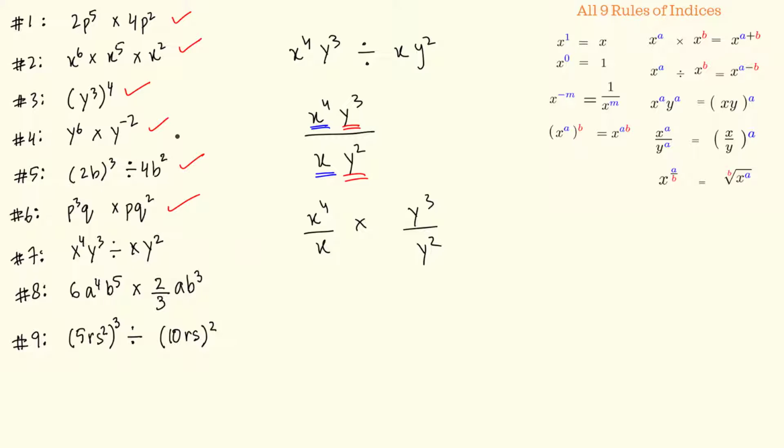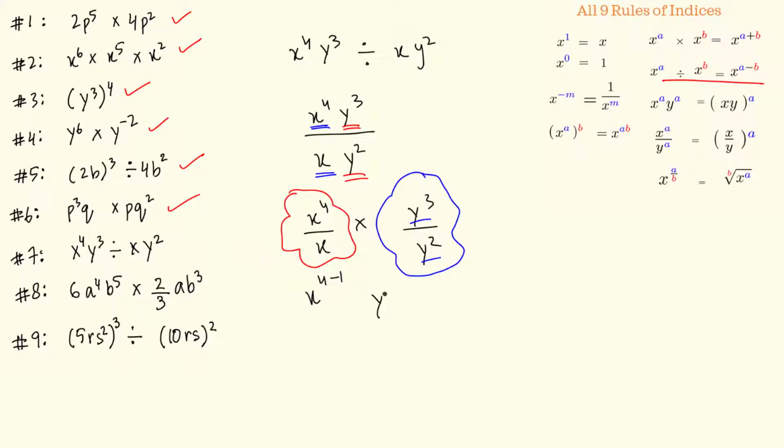To simplify this fraction over here, I'm going to use this rule of indices. The bases are same. The numerator has the base of x and the denominator also has the base of x. So I'm going to subtract the powers. This becomes x to the 4 minus 1, and the second fraction over here also has the same base in the numerator and in the denominator. So this becomes y to the 3 minus 2. 4 minus 1 is 3, so this is x cube over here, and 3 minus 2 is 1. So x cube times y. This is my answer.